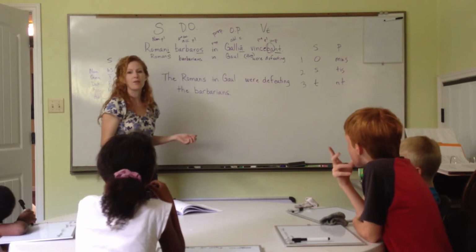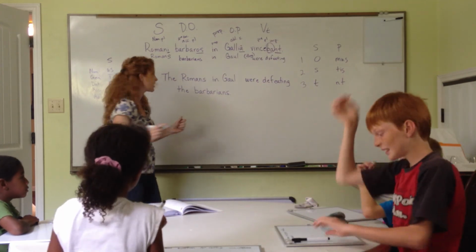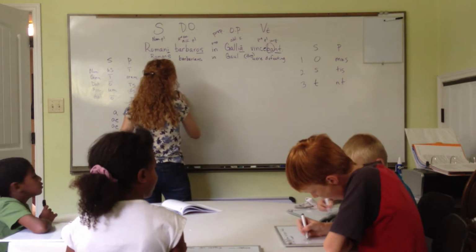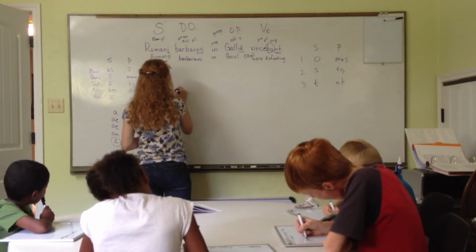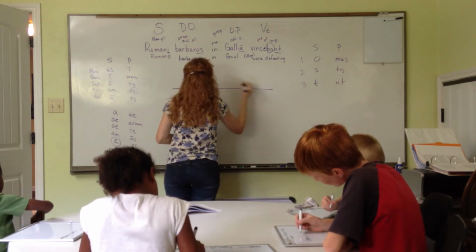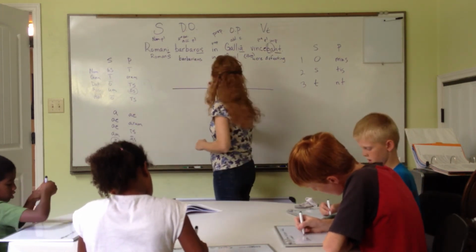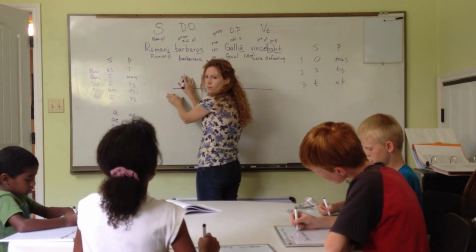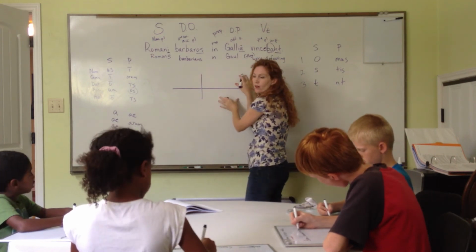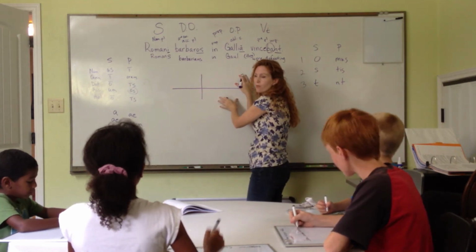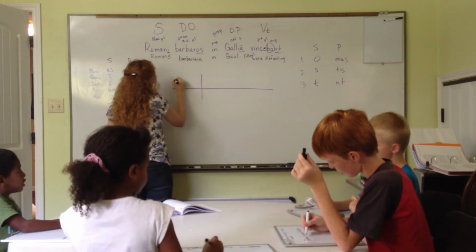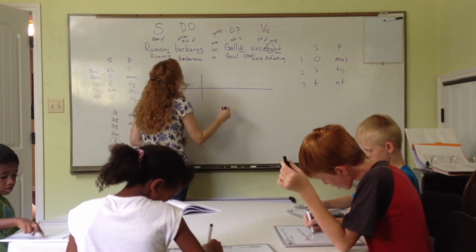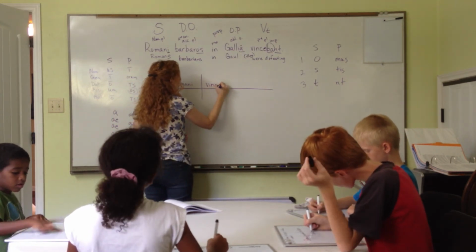Alright, who can diagram this in Latin? Let's see if we can diagram it in Latin. So I'm going to erase our English translation. That'll be harder, because we're just going to diagram it in Latin. Do you remember how we draw our diagram? Yes, across and down. Okay. And what goes on this side, Aubrey? The subject. And what goes on this side? The verb. Or we also call it the predicate. Good. So let's put our subject over here, and we'll put our verb.